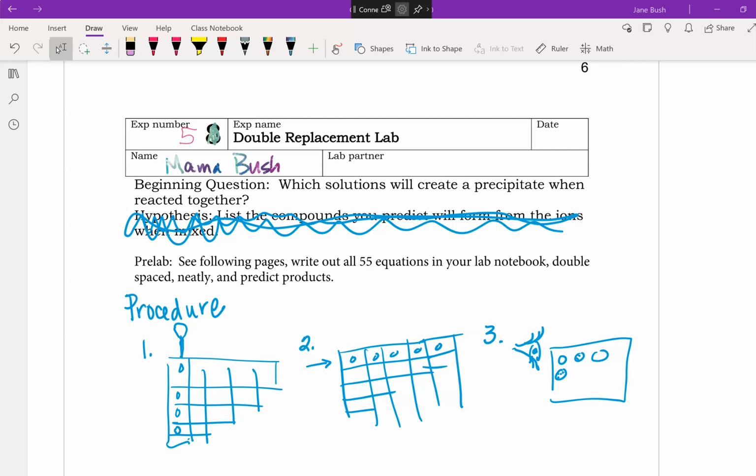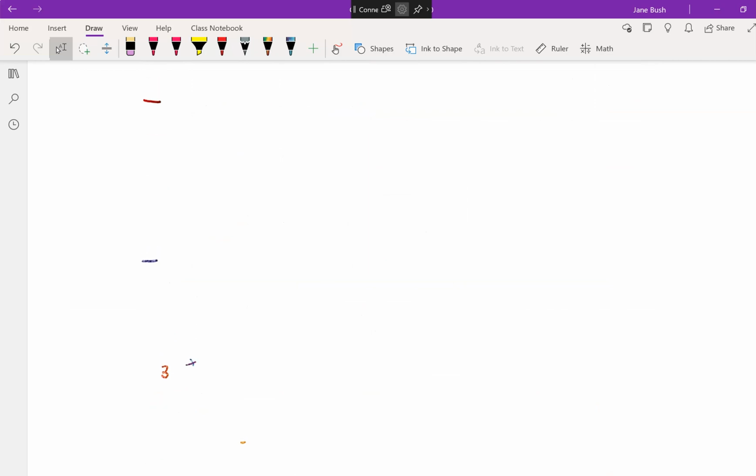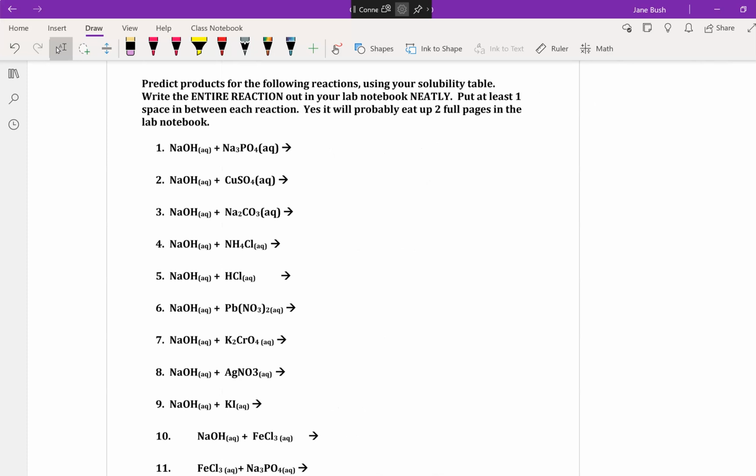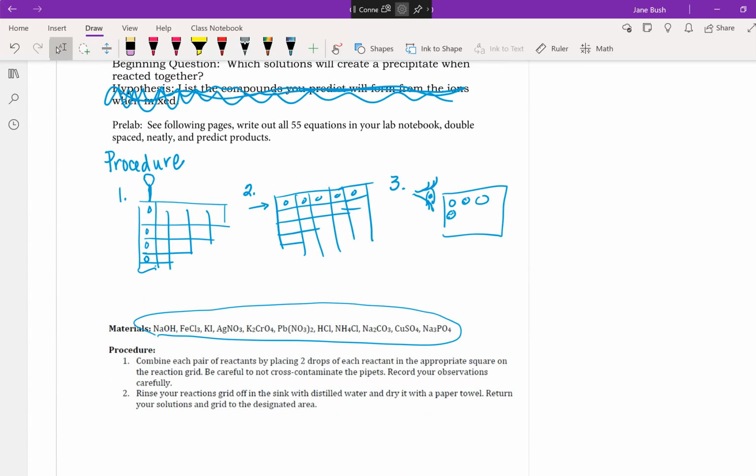Now, in the past, I had them write out all 55 equations in their notebook. You do not have to do that today. I am going to let you put, these are the equations here. I'll come back. No panic. You're going to just put it into your lab, not in your lab notebook, just in the packet. We'll do them together. Okay? But last year they had to write all 55 out.